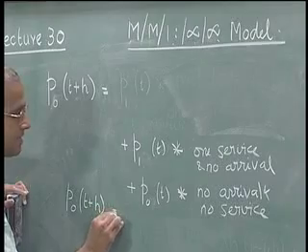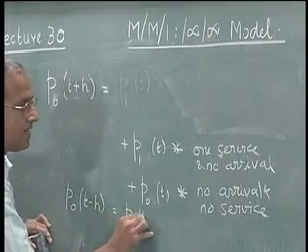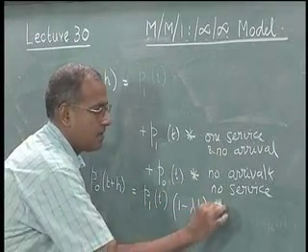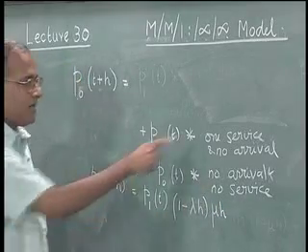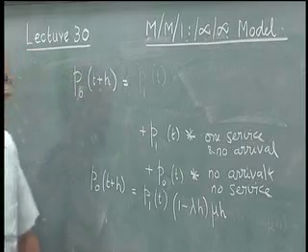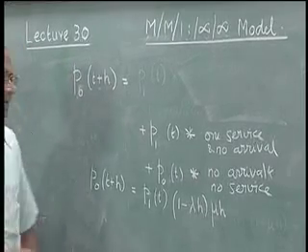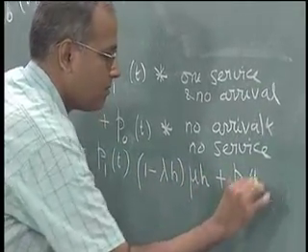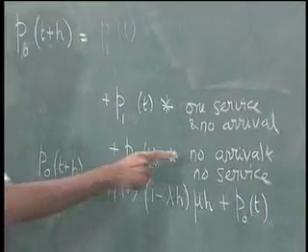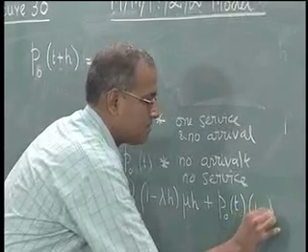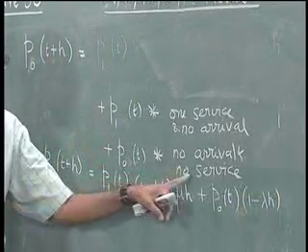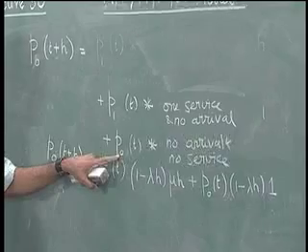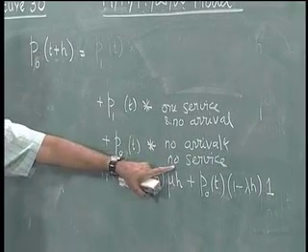P naught at time t plus h is equal to P 1 of t into no arrival and one service, which is 1 minus lambda h into mu h. Probability of one service is mu h, probability of one arrival is lambda h. So, probability of no arrival is 1 minus lambda h plus P 0 of t into probability of no arrival is 1 minus lambda h, but probability of no service is 1 because there are already 0 people in the system. So, there is no service. So, probability of no service is 1.